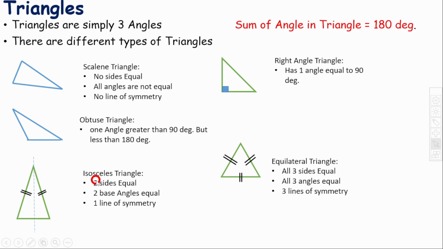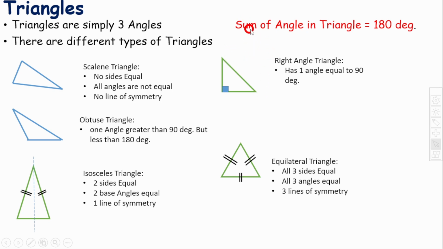Then the next one is the isosceles triangle. The isosceles triangle has two equal sides. Out of the three sides, two are equal to each other. You can see this is an isosceles triangle because two of the sides are equal. Then two base angles are equal. This angle here at the base and this angle here are normally equal to each other. Then it has one line of symmetry and it goes through like this. If the shape is bent in the middle, you can see there are two equal sides. So it has one line of symmetry.